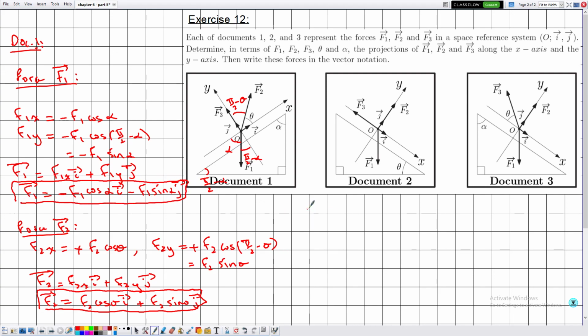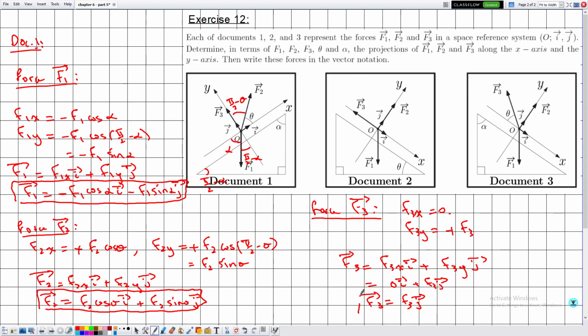Now as for the force vector F3, notice that F3 in this case is completely parallel to the y-axis, so simply F3x is equal to 0, no projection, and F3y is equal to plus F3. So the F3 vector is equal to F3x i plus F3y j, which is equal to 0 i plus F3 j, which is equal to F3 j. So this is it for document 1.